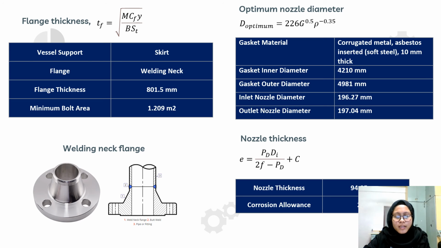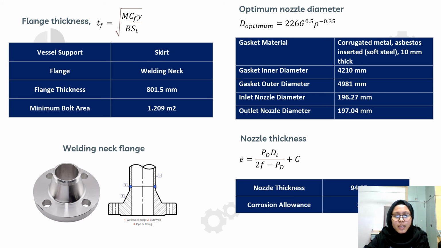The flange was calculated using the formula given, and the thickness that I got is around 801.5 millimeter. The minimum bolt area was also calculated, which is around 1.209 meter square. For the gasket material, corrugated metal asbestos inserted soft steel is chosen. Gasket inner and outer diameter are calculated, which are 4210 mm for inner diameter and 4981 mm for outer diameter respectively. The nozzle diameter was also calculated based on the formula.